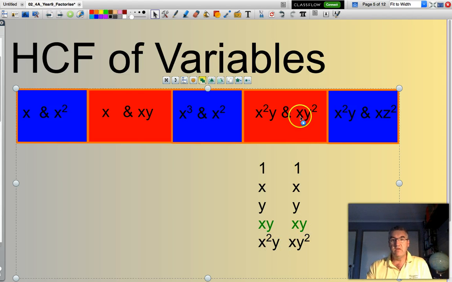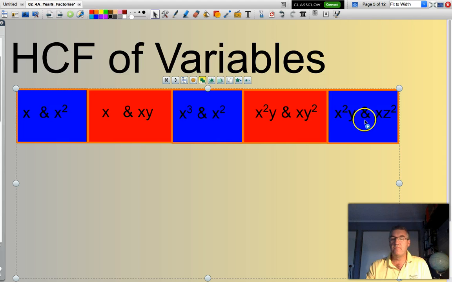Now, looking here, xy squared: 1, x, y, xy, and xy squared, and the highest common factor would be this one here, which is xy. Now, it does get quite complicated, doesn't it?